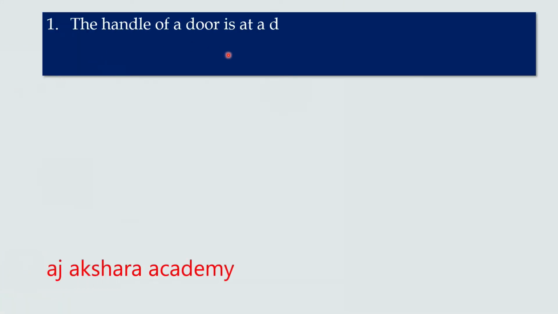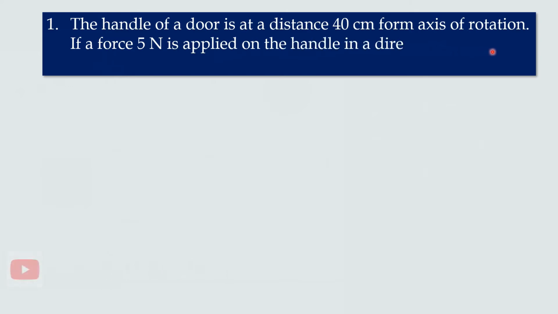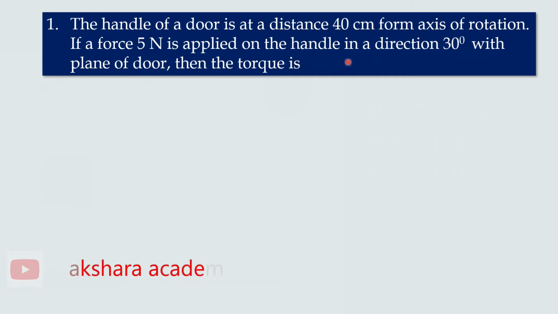First one. The handle of a door is at a distance 40 cm from the axis of rotation. If a force of 5 newtons is applied on the handle in a direction 30 degrees with the plane of the door, then the torque is. Here we have to calculate the torque from the axis of rotation. Now let us go to the solution.